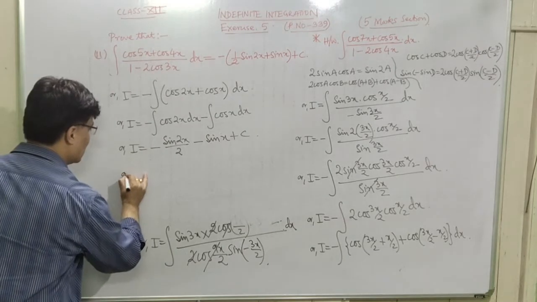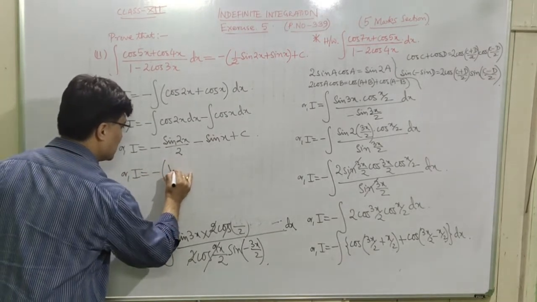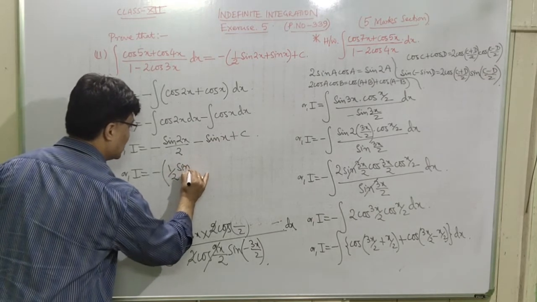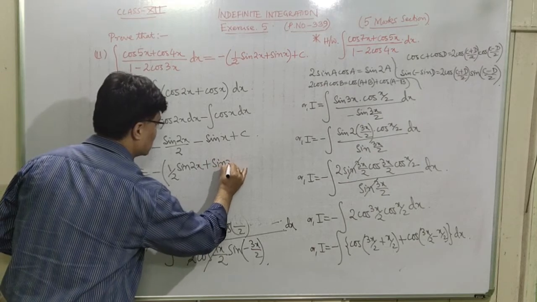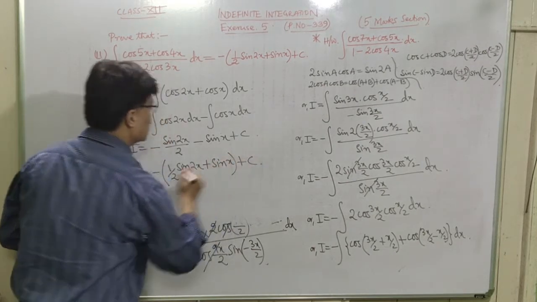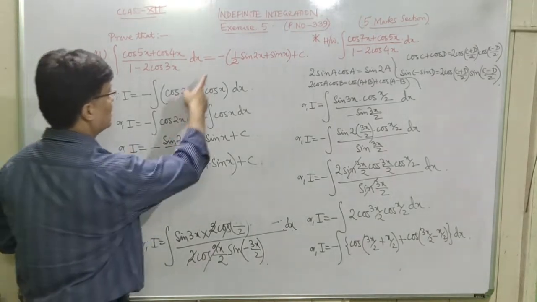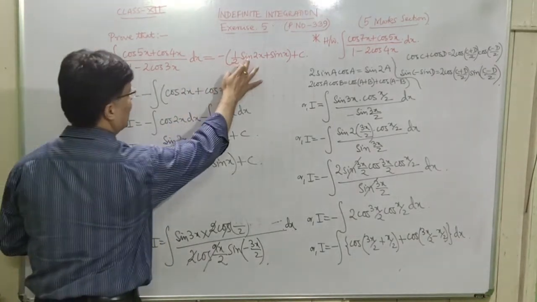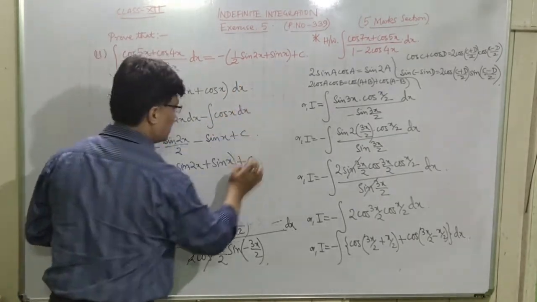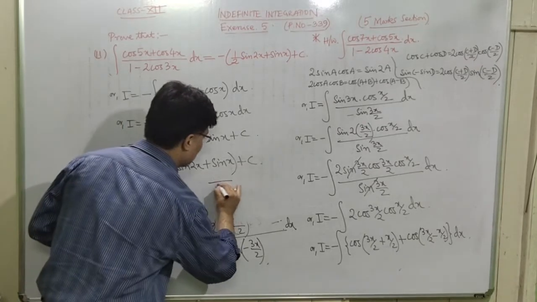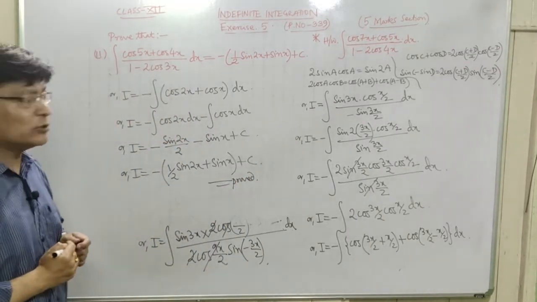You can take common here, I is equal to minus is taken common, within bracket what do we get? It is half sine 2x plus sine x, bracket close, plus c. Is that understood now? So let us check it. Is it correct? Minus is common, within bracket half sine 2x plus sine x, then plus c is here. Okay, so it is done. That is proved. Similarly you can do this problem.